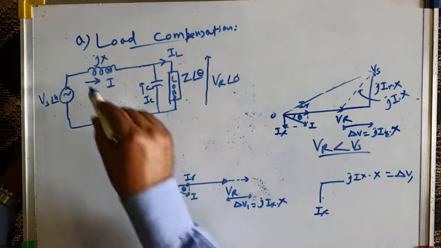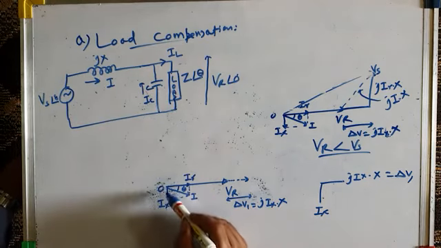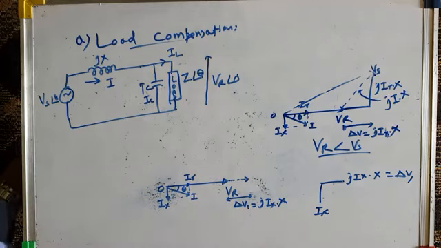It is the voltage drop across the line reactance, and it is at 90 degrees with respect to the current IX. It's leading the current by 90 degrees, or this current IX is lagging this voltage drop delta V1, which is equal to jIX into X, by 90 degrees.